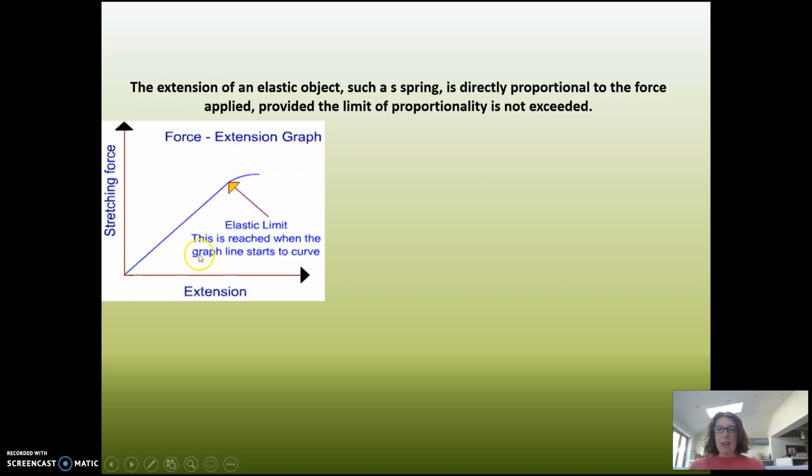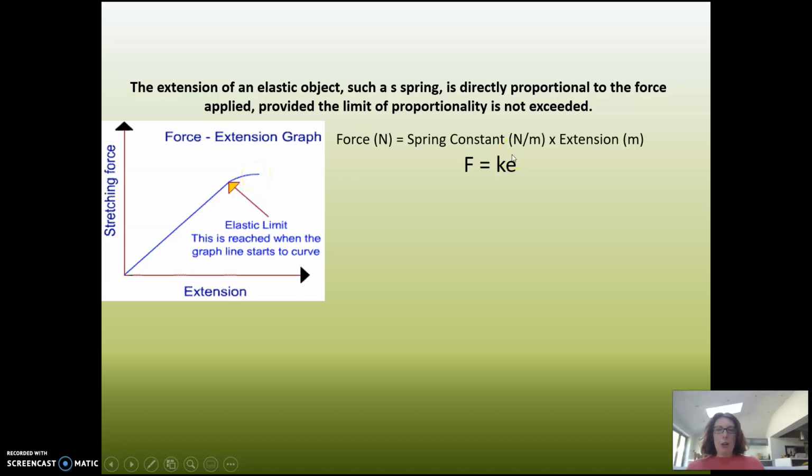And a really good technique on higher questions is, if they ask you to describe the graph, to use numerical values from the graph to prove that it doubles. What you'll notice at the end here is that the graph curves over. What that means is for the same force, or a tiny increase in force, you're getting a very large extension. That means that the limit of proportionality has been exceeded. So we call that the elastic limit, or the limit of proportionality. It's reached when the line of the graph starts to curve over here.